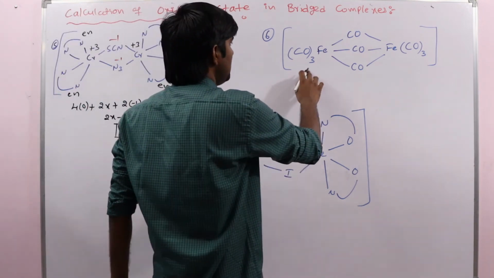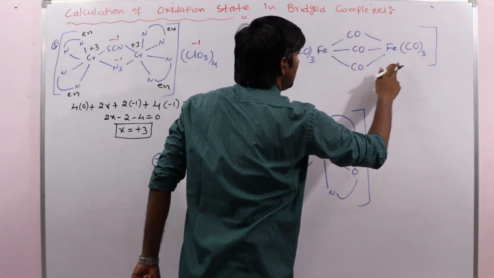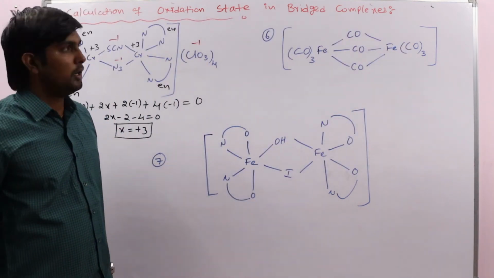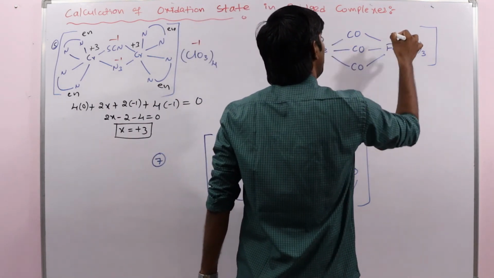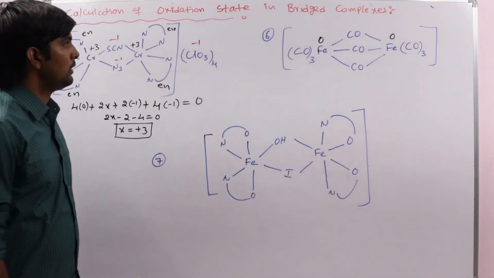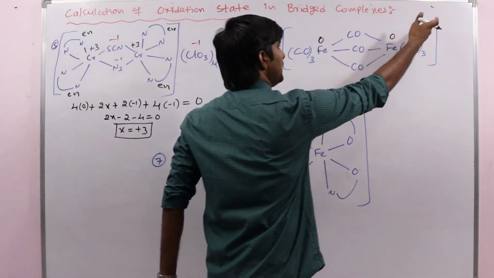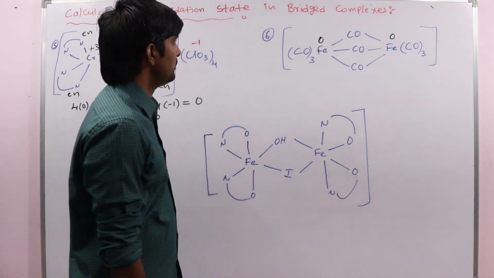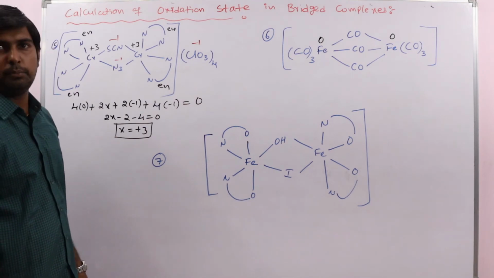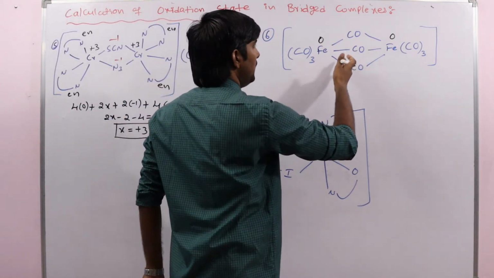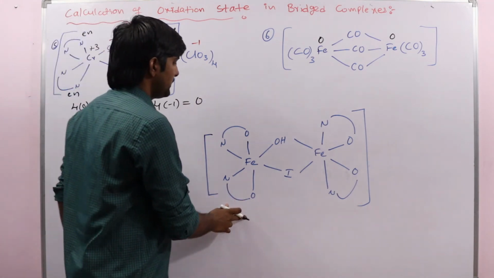Okay, next see this. In this one, see these all are carbonyls. Okay, all are neutral ligands. So that's why here oxidation state of metal is equal to 0. Okay, all are neutral ligands and there is no charge present on the coordination sphere also. So here oxidation state of metal is how much? 0. Very simple, no need to do any calculation. Okay, directly we can answer. Clear?